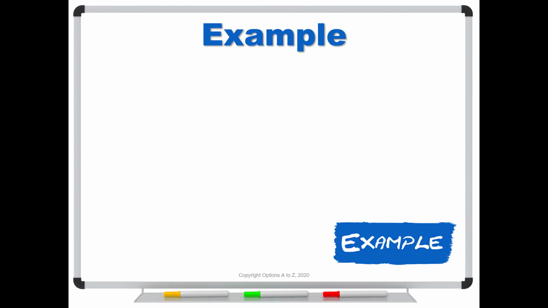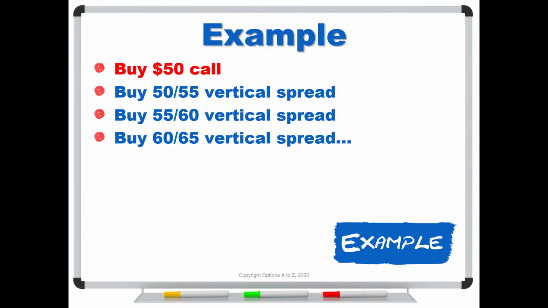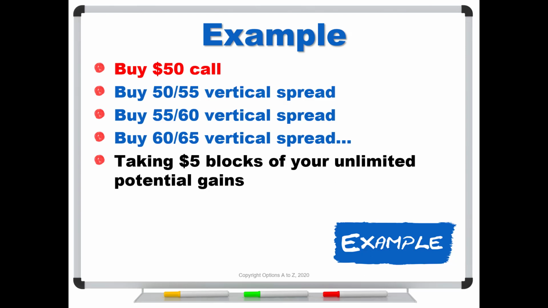I'm going to start with an example, and let's just say that you buy a $50 call here in red. Now, I, on the other hand, I'm going to buy the 50-55 vertical spread, and then I'm going to buy the 55-60 vertical spread, and then the 60-65 vertical spread, and I just keep doing this forever. I just keep following these spreads all the way up. Well, mathematically, we're doing exactly the same things. Not counting commissions, but as far as understanding what's happening and the profit potentials in these strategies, we're doing the same things. The difference is that I'm taking $5 blocks or $5 increments of your unlimited potential gains.